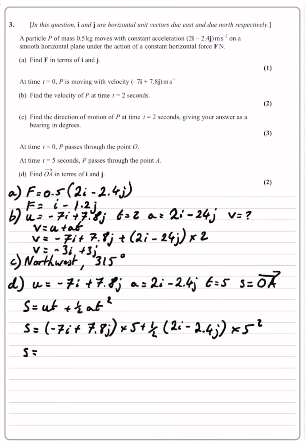Expanding that all out, we end up with negative 35i plus 39j plus 25i subtract 30j. So our displacement, our vector from O to A, is negative 10i plus 9j.